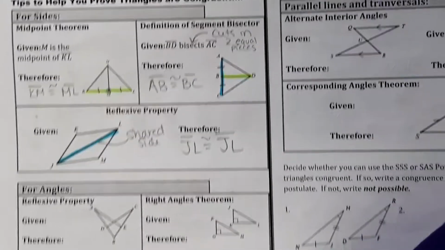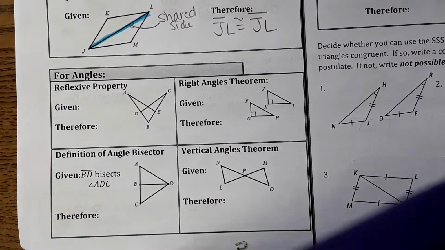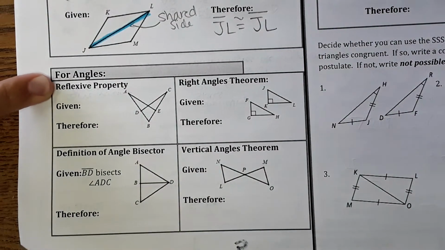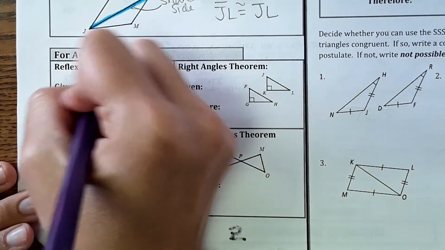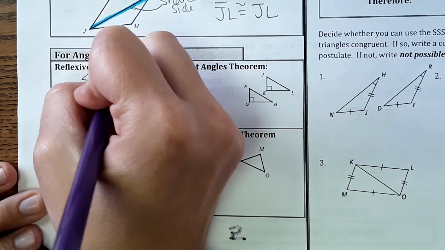Okay, and I'm going to continue moving down. Now we're going to talk about angles. Now we could use reflexive property for angles as well. So for example, we could say that angle B is congruent or equal in measure to angle B.